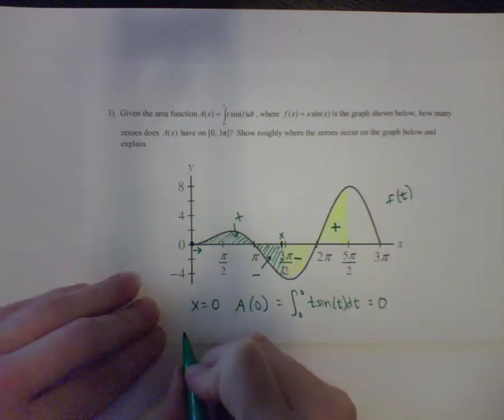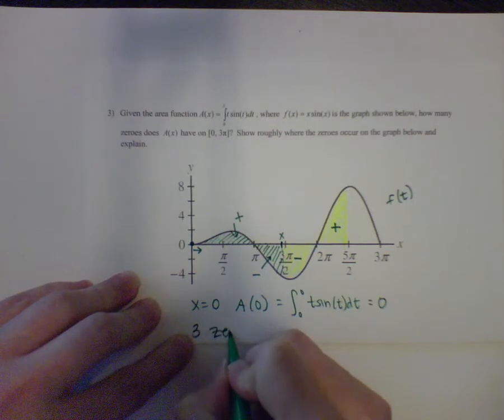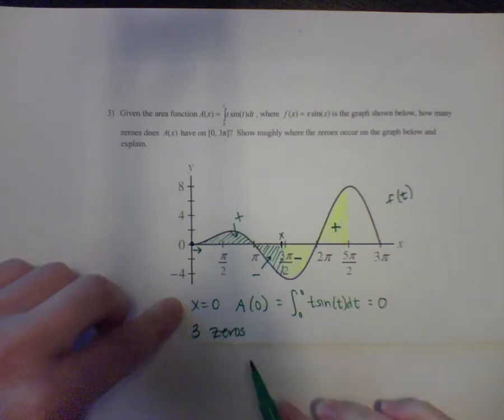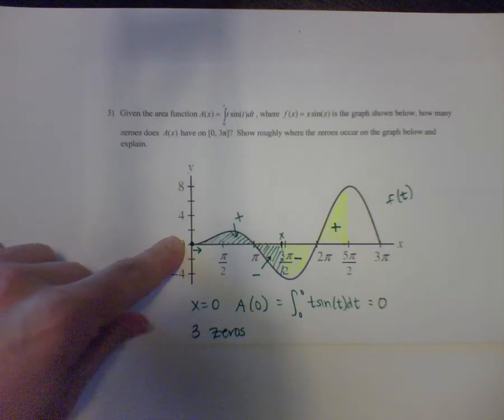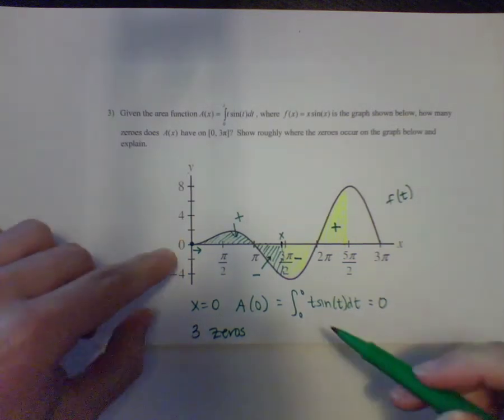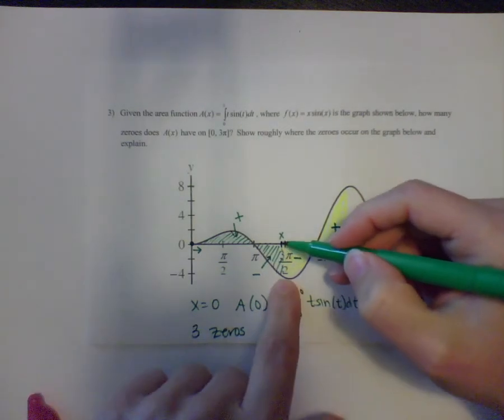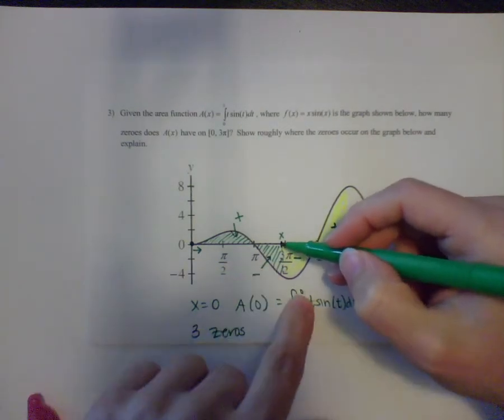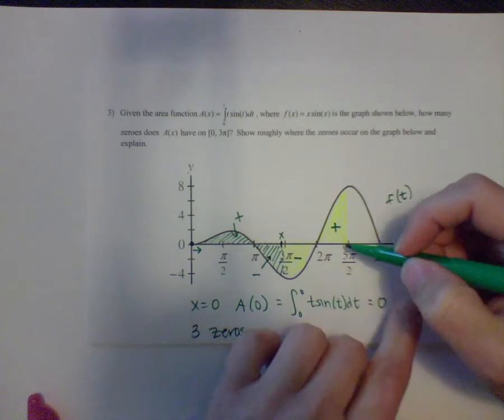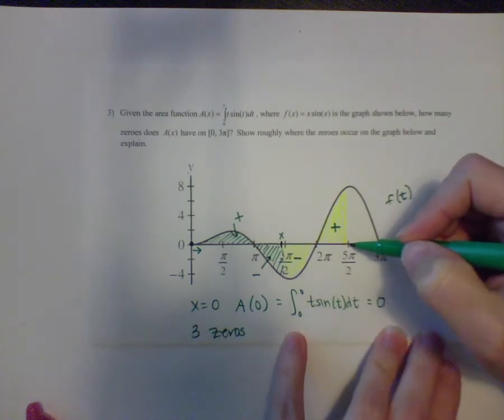So that means then that there are 3 zeros. And again, I see that there's one at 0. That's the only one that I can actually know for sure what x value it occurs at. So there's one here at 0. There's another one here, somewhere between pi and 3 pi over 2, closer to 3 pi over 2. And then there's another one just before 5 pi over 2.